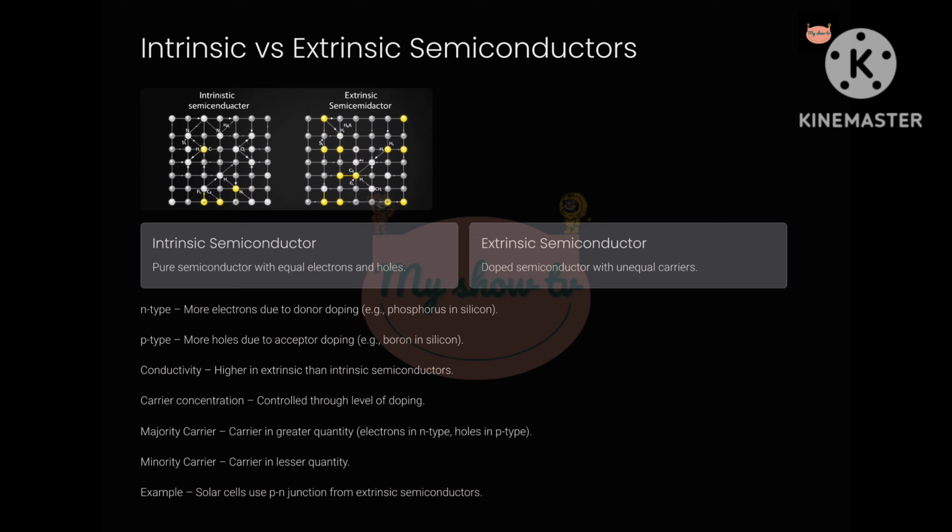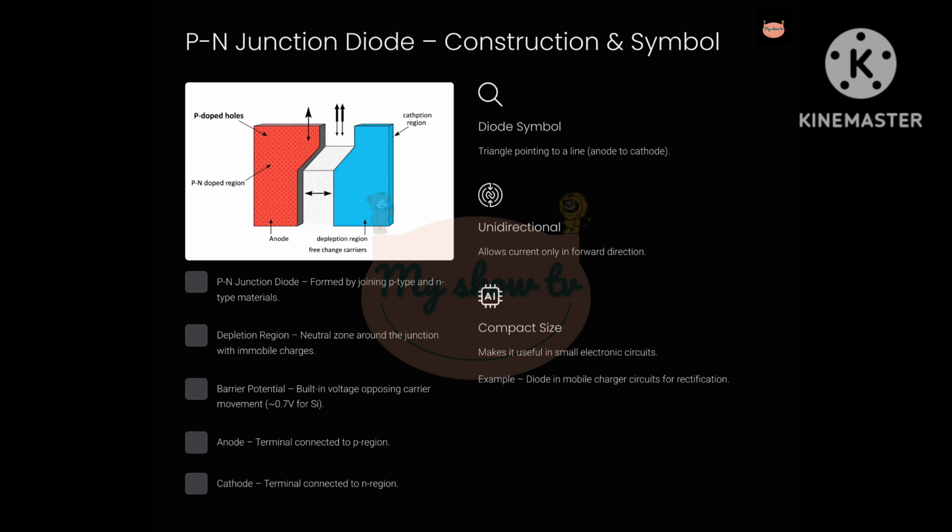Extrinsic semiconductors are widely used in devices like diodes, transistors, and solar panels. For instance, a solar cell uses a p-n junction made from extrinsic semiconductors to generate electricity from sunlight. Slide 3. p-n junction diode, construction and symbol.